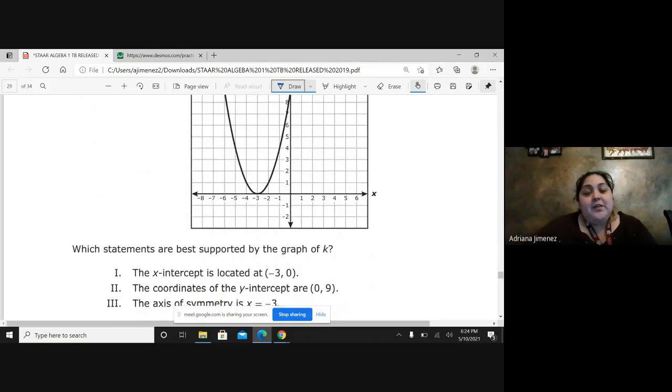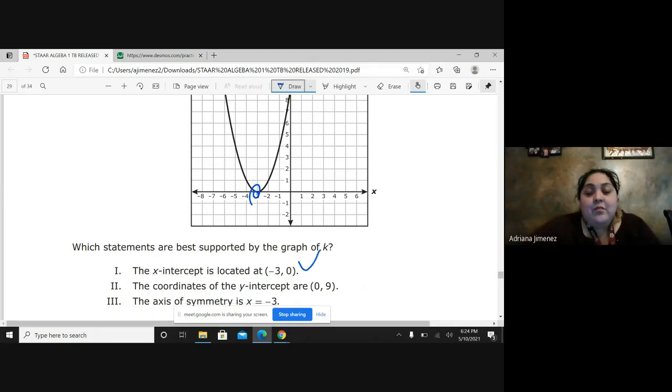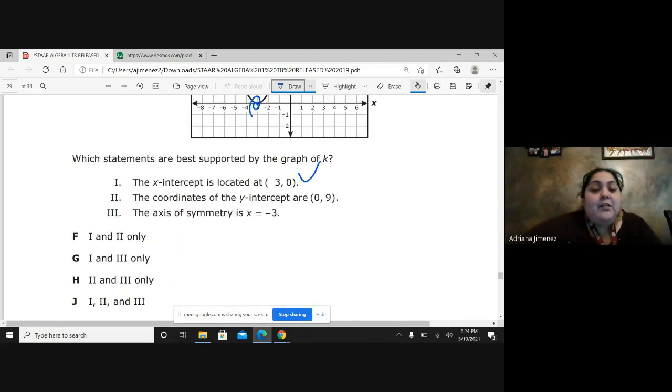Okay, what statements can be supported? When you have questions like this, what you want to do is go and plot the points that they gave you and figure out if it makes sense. All right, this one says the x-intercept is located at negative 3, 0. This is the x-intercept. So yeah, it's true. So I would cross out this one because it doesn't have Roman numeral 1.